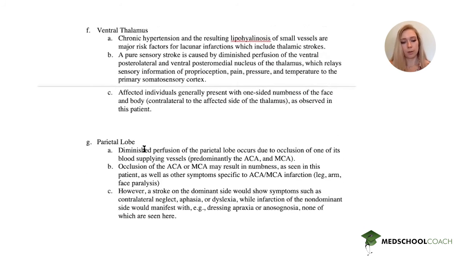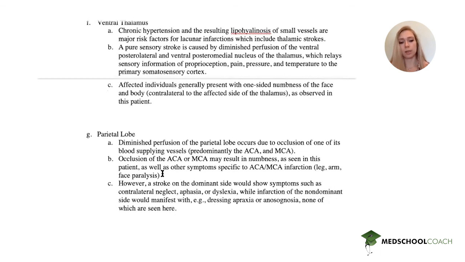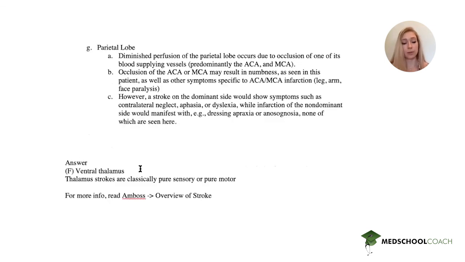And then parietal lobe, you see occlusion of either the ACA or the MCA. And then you will see numbness and typically paralysis, so sensory and motor symptoms. Depending on whether it's ACA or MCA, you'll have leg, arm, or face, the classic things. And then you would also see things like parietal neglect syndrome, so aphasia, dyslexia, and then depending on which side, dressing apraxia, and you don't see that in this patient. So it's probably not the parietal lobe. So our answer is the ventral thalamus.